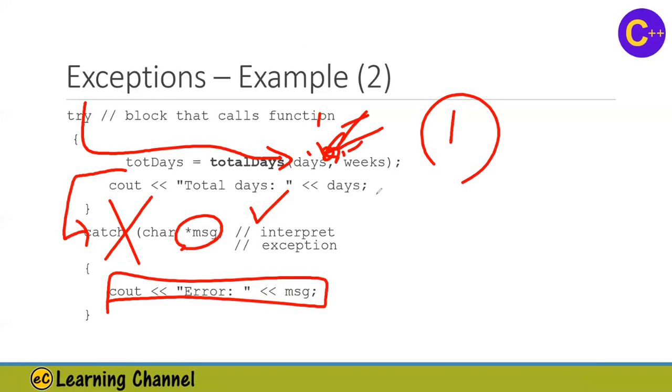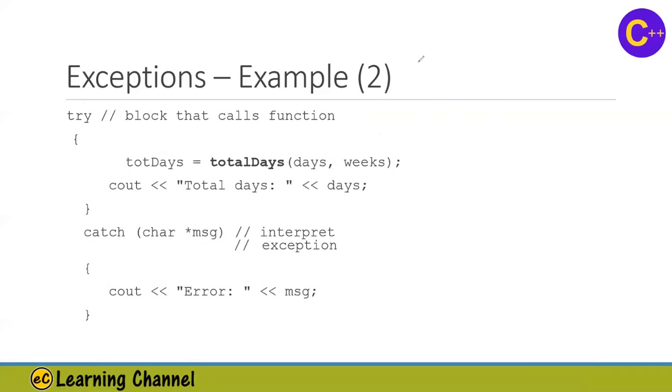So data, message, and objects are three types of exception that can be thrown in C++. In Java, only exception objects can be handled. Okay, but in C++, it handles data, strings, and objects.